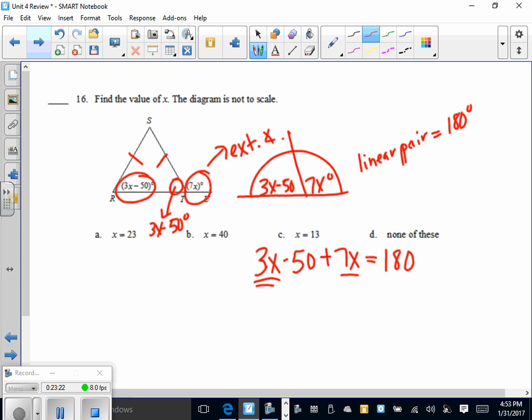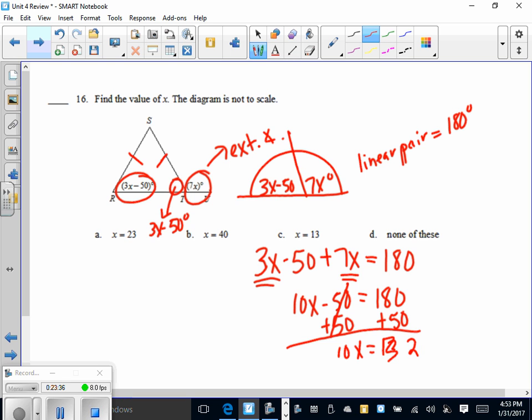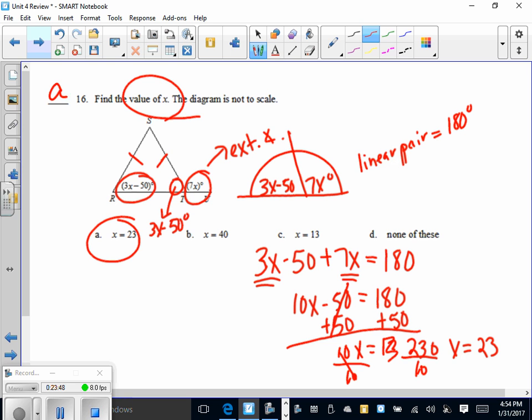I combine like terms, so I get 10x minus 50 is equal to 180. Add 50 to both sides to get 10x by itself. So I'm going to get 10x is equal to 230. So 230 divided by 10, you're going to get x equals 23. It says find the value of x, so we're done. So the answer is 23, and that's answer choice A. Okay?